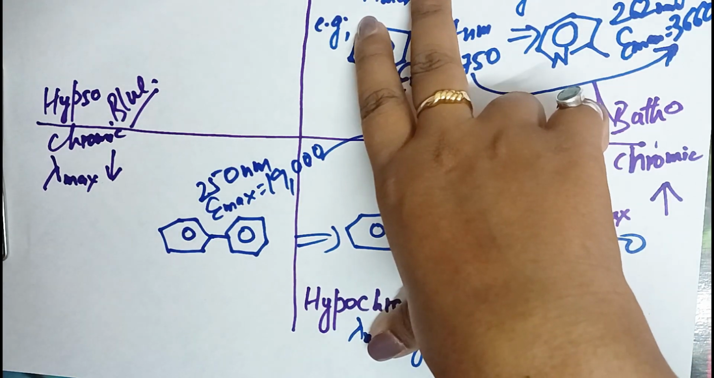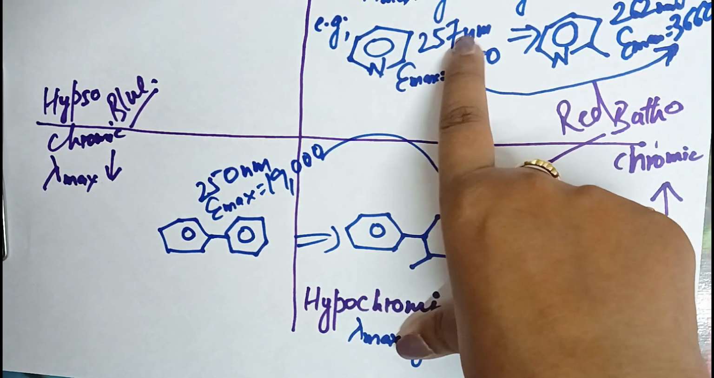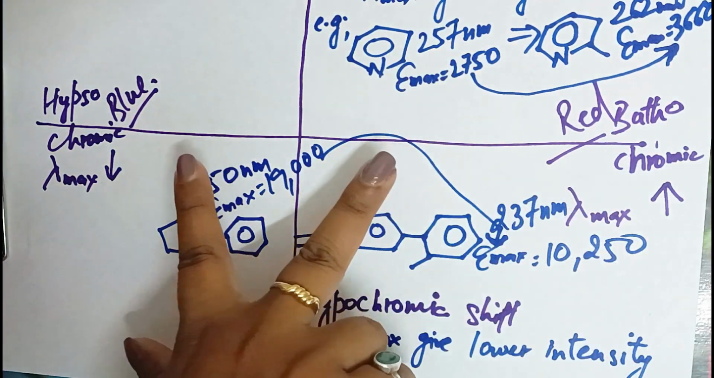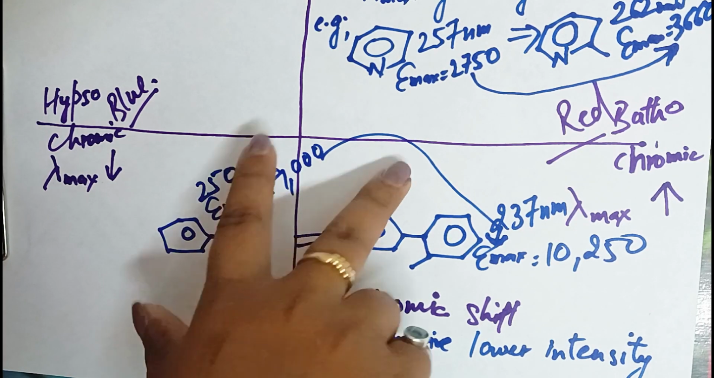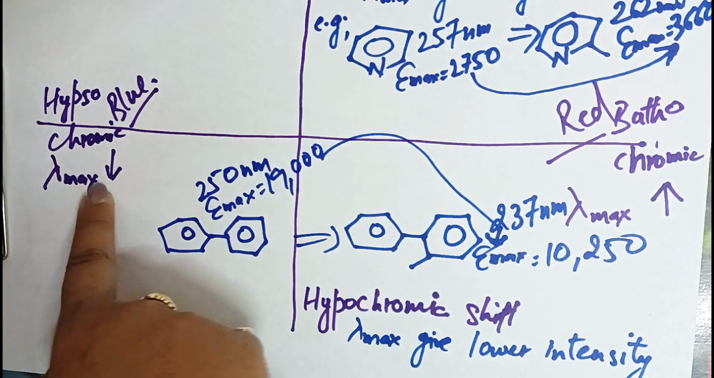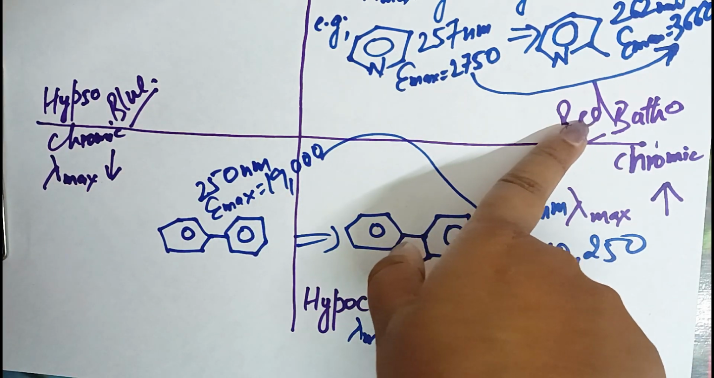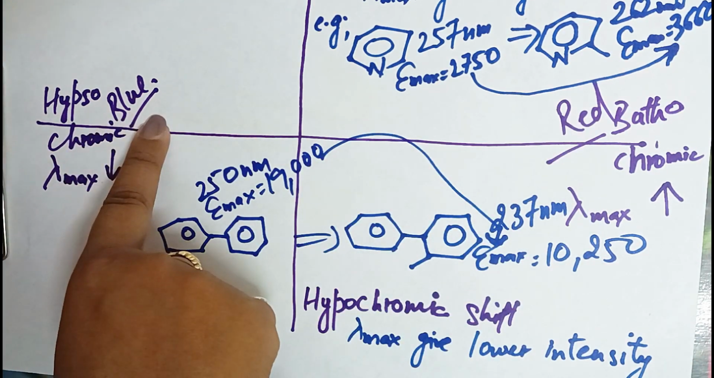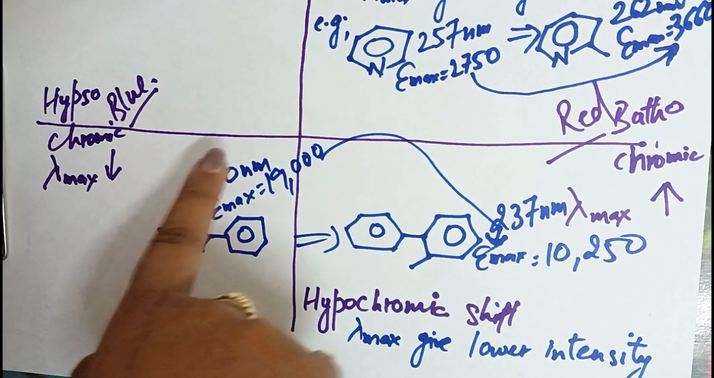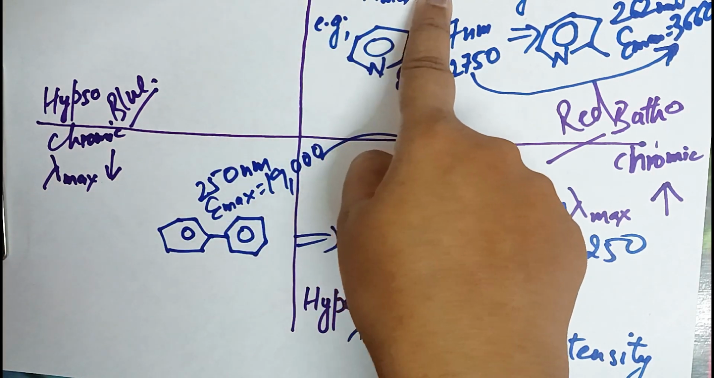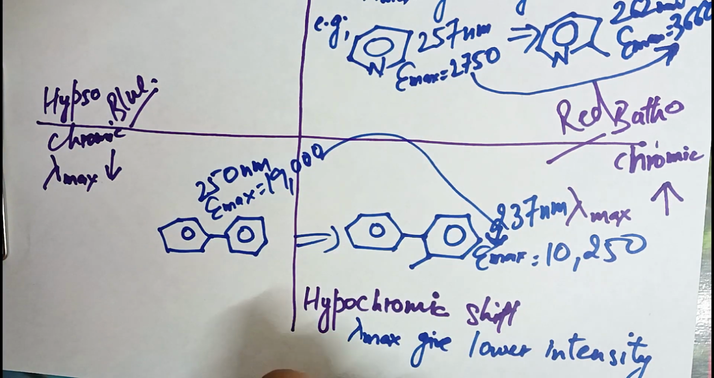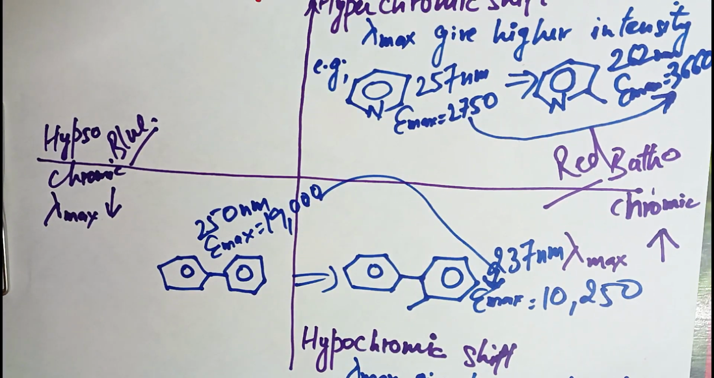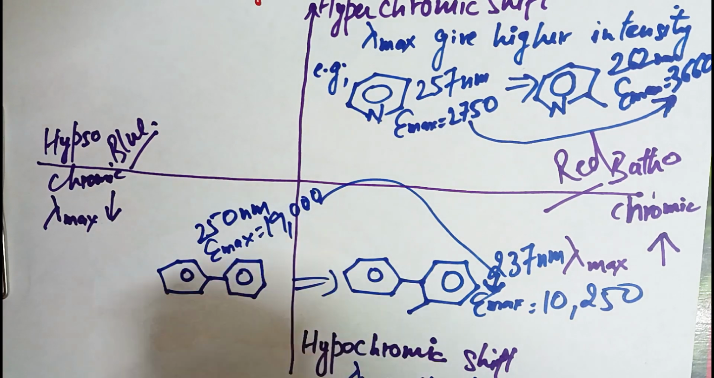Now on the y-axis we have taken intensity shifts and on the x-axis we have taken the lambda max shifts. So here is the red shift, blue shift. In red shift we have an increase in wavelength, in blue shift we have a decrease in wavelength. In hyperchromic shift we have higher intensity and in hypochromic shift we have lower intensity of the peak. So these are the four types of shifts.